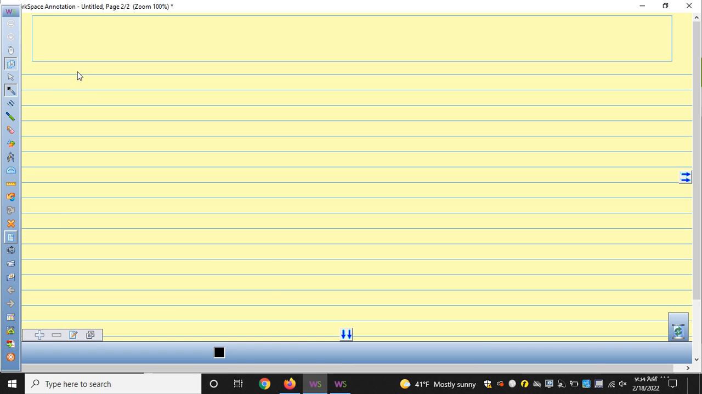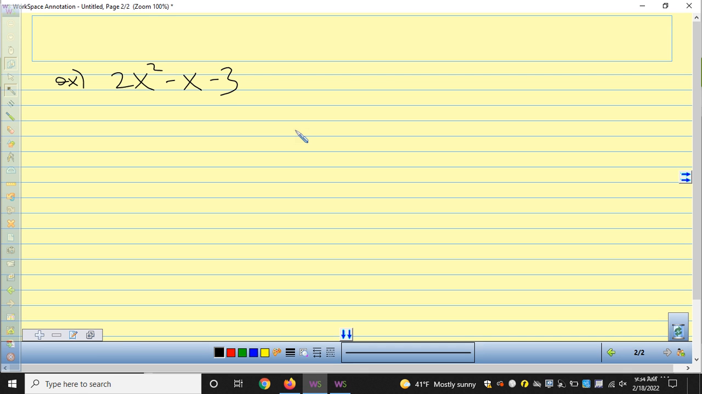All right, let's look at another example. 2x squared minus x minus 3. Well, the first thing we should always think, and I think I forgot to mention it on the last one, is there one number that goes into 2, 1, and 3? It's just 1, so I don't need to pull the greatest common factor out.